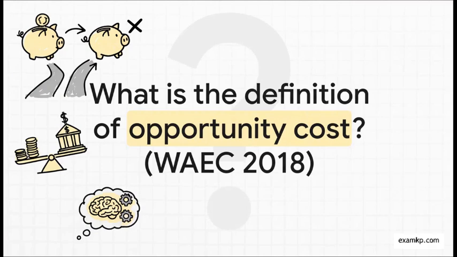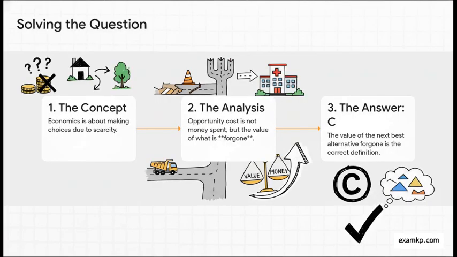Now take a moment, read the options. What do you think is the best definition here? Let's break this down together. At its core, economics is all about making choices because we can't have everything, right? That's scarcity. So opportunity cost isn't about the money you spend, which rules out A. It's about what you give up. And the most precise definition, the one you'll find in every textbook, is the value of the next best alternative that you had to forego. That makes C the perfect answer.